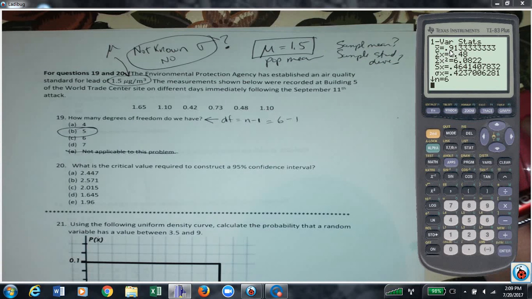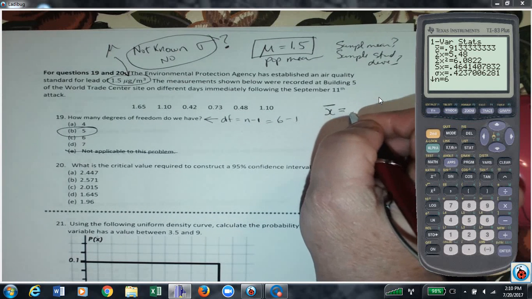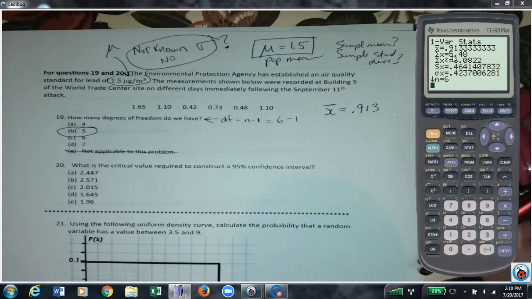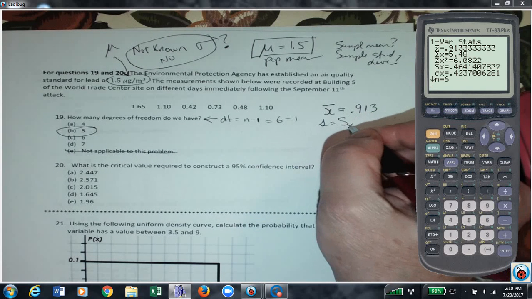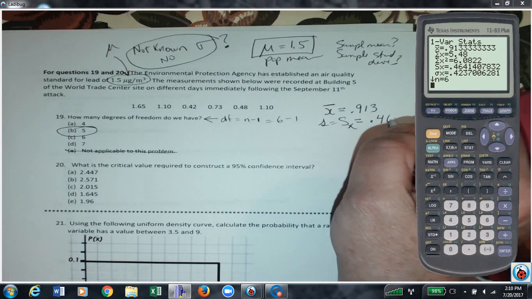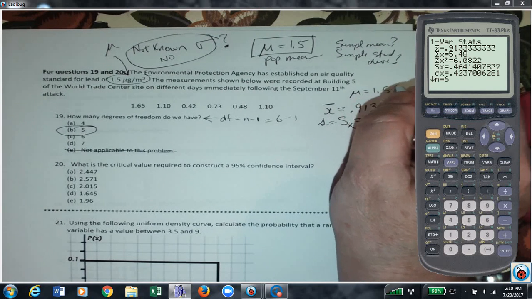Okay, X bar is my sample mean. And we take the sample mean to 1 decimal place more than the original data. The original data was taken to 2 decimal places. So X bar I'm going to take to 3 decimal places. And my standard deviation for the sample is that S of X. And I take that to 3 decimal places, 0.464. Okay, so I've got all of this information.